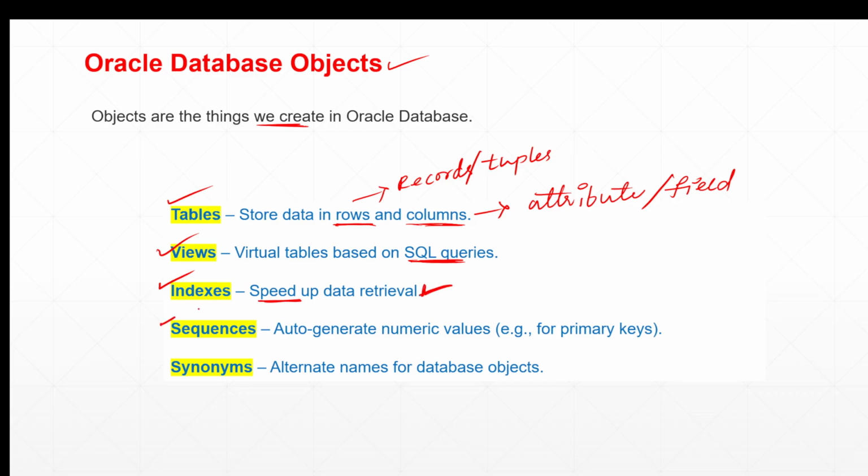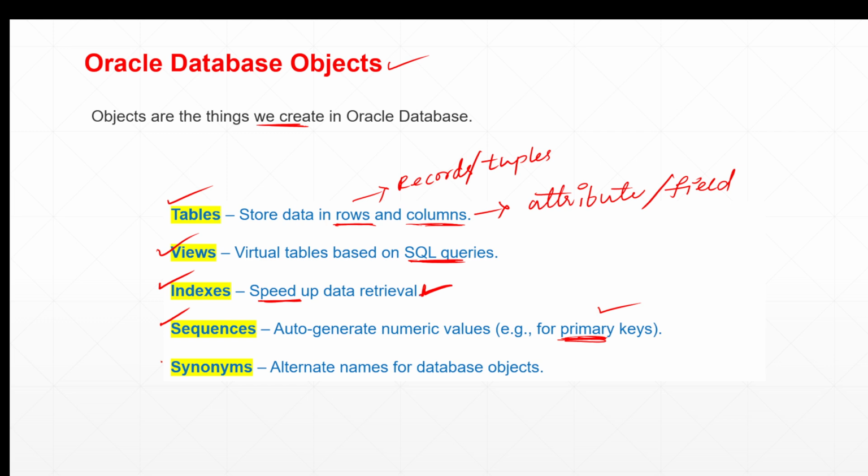So let's move to sequences. Here, sequences automatically generate numbers. They are often used for things like student ID or employee number. So you don't have to enter them manually. Example, primary keys. We'll discuss primary keys in a further class.